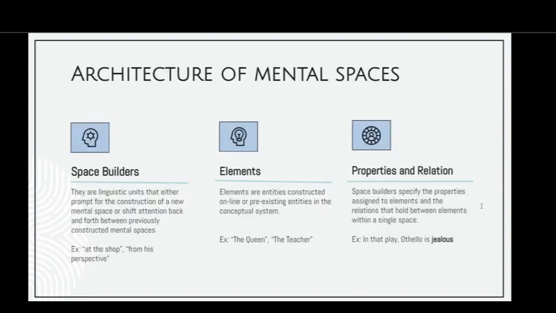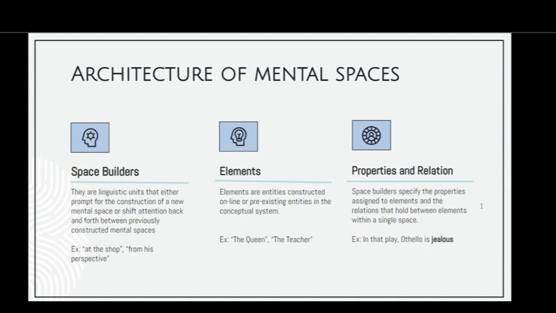So let's see what the components are that make up mental spaces. Space builders. Space builders are linguistic units that either prompt for the construction of a new mental space or shift attention back and forth between previously constructed mental spaces. If you consider this example, "He sleeps at the shop." Here the phrase "at the shop" promotes the creation of a mental space comprising a shop, a person, and the act of sleeping.